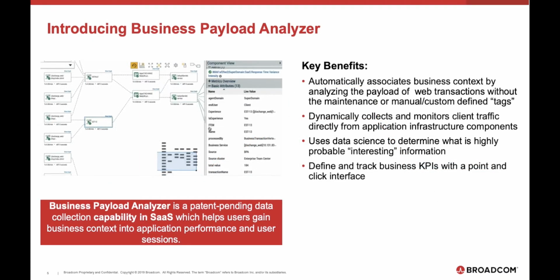Business Payload Analyzer solves that problem. It allows us to not involve the developers in creating special tags in order for us to pull information such as the business transaction name or context out of the function. It allows us to look inside the payload that is being passed between the client and the back end or between two back ends and extract out the information that would normally be part of developer-created tags.